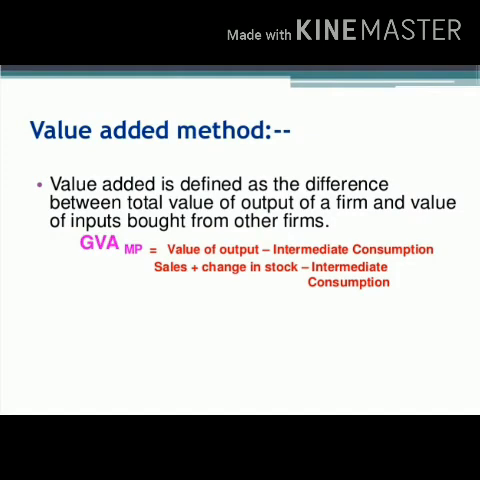Now the first one, the value added method. Do you know what the term value added means? Value added is defined as the difference between the total value of output of a firm and the value of inputs bought from other firms. So the gross value added at market price is equal to the value of output minus intermediate consumption, where value of output is sales plus change in stock.